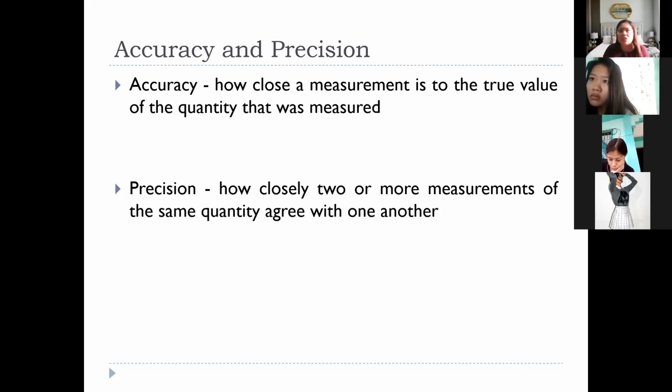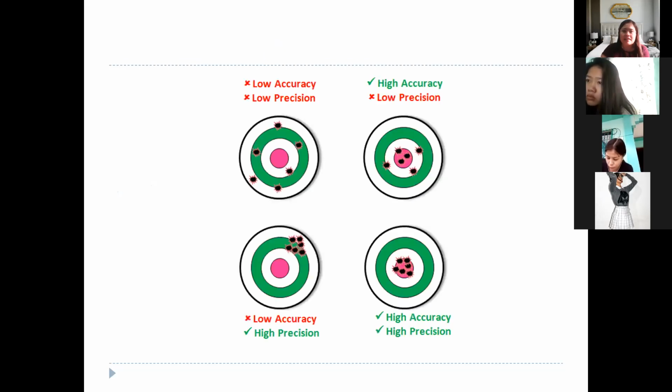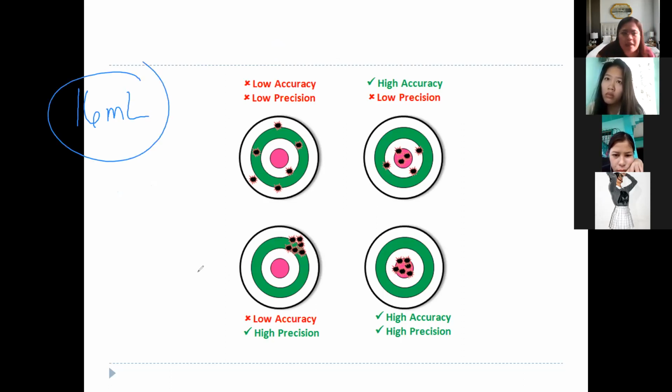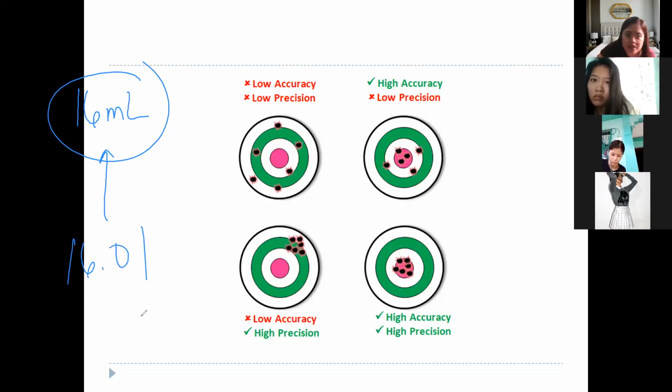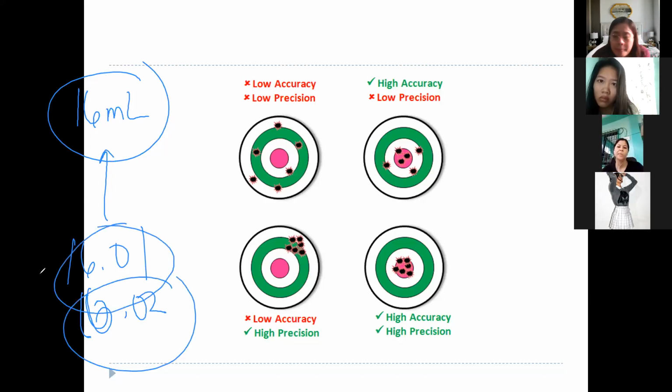So actually, gina-illustrate si accuracy and precision using the dart. Kung nagdula pa tag dart class, this is how we look at it. The bullseye will be the true value. If we hit the bullseye, that's the time we can say that our data is accurate. So kung ang measurement nato kay 16, mao ni ato ang true value 16 ml, dapat close gyud siya sa 16 ml ang makuha nga data like 16.01, 16.02. These are very close to our true value.